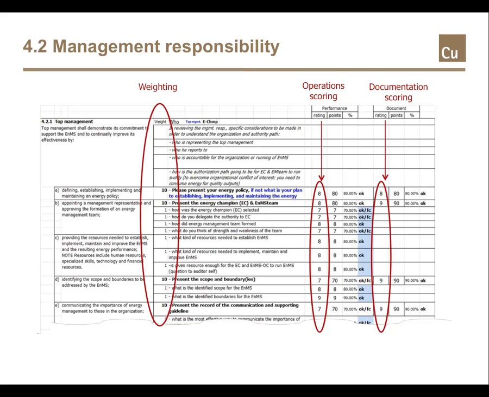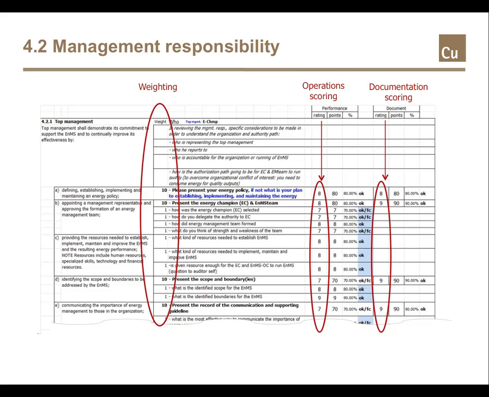This scorecard, 4.2 Management Responsibility, is one of those that's only required for the top management category. The auditors provide a 0 to 10 score for the performance of each operation. Sometimes they also provide a score for documentation related to that operation, and sometimes they do not. We'll come to that a little later.